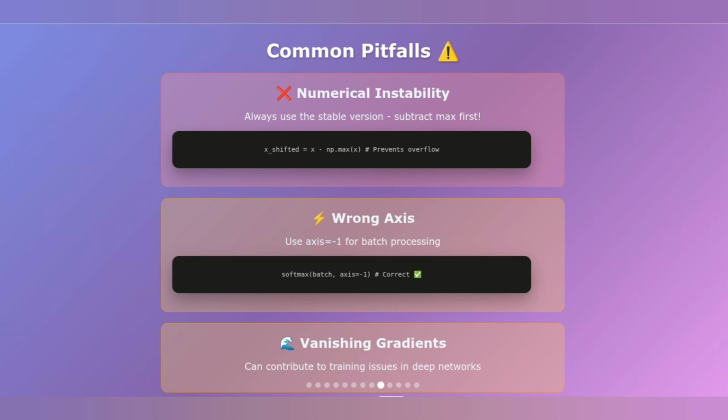Before we wrap up, let me share some common mistakes I see students make with softmax. First, always use the numerically stable version we implemented. Trust me, you'll thank me later when you're dealing with real data. Second, in frameworks like TensorFlow or PyTorch, make sure you're applying softmax along the correct axis. For batch processing, you usually want axis -1. Third, be aware that softmax can contribute to vanishing gradients, especially when combined with certain loss functions.